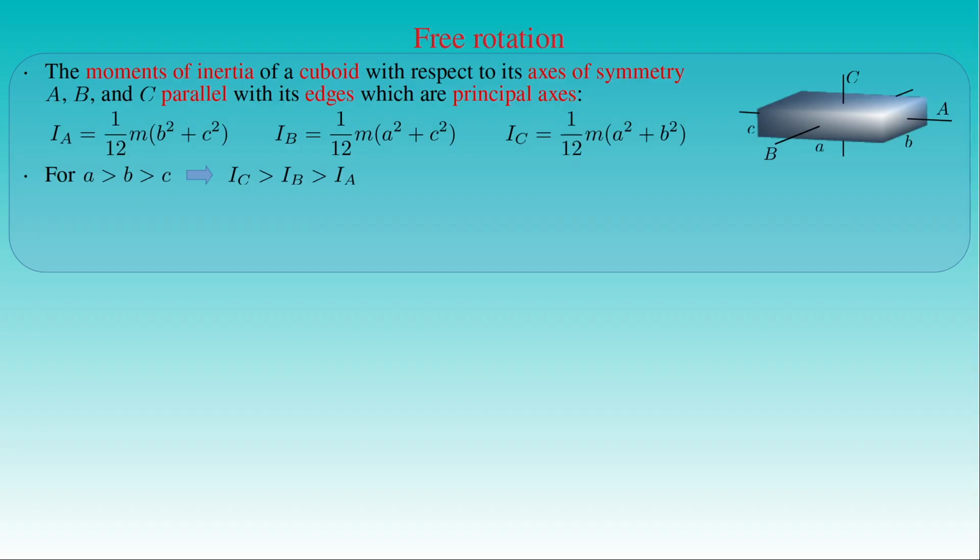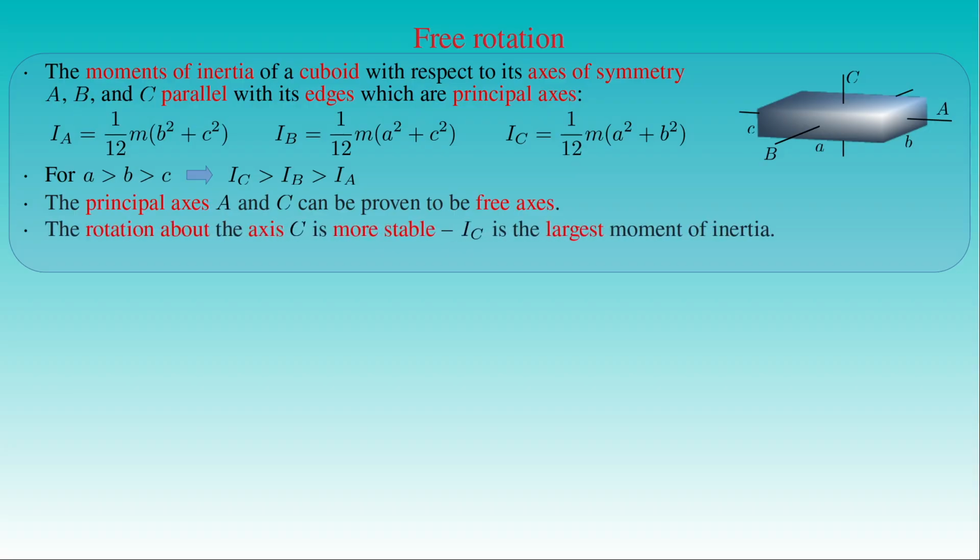It can be demonstrated in experiments with a cuboid rotating about the principal axes that the central axes A and C are free axes, and the rotation about the axis C with the largest moment of inertia Ic is more stable. On closer inspection, the axis B is also a free axis, but the rotation about it is unstable, that is, its realization is as difficult as, for example, setting a cone on its apex.